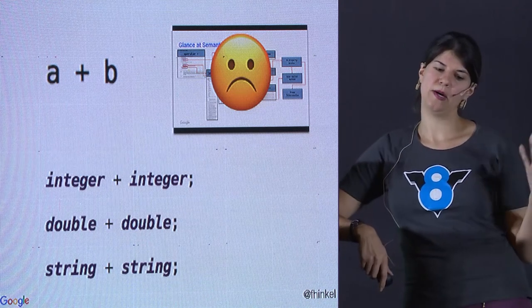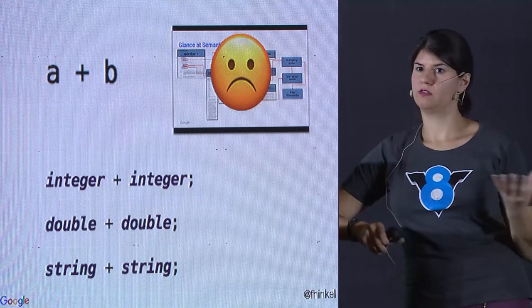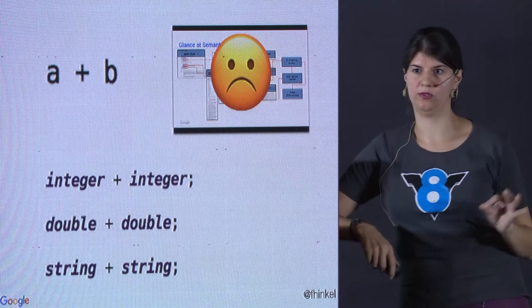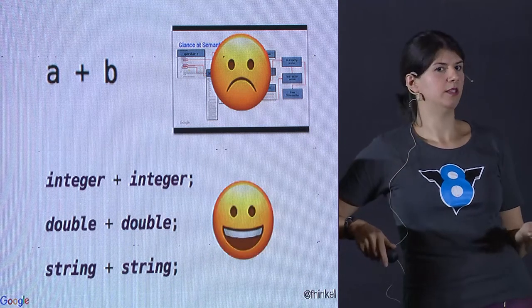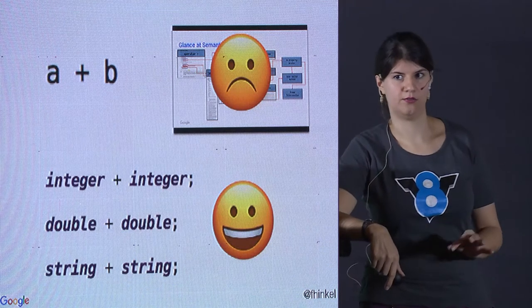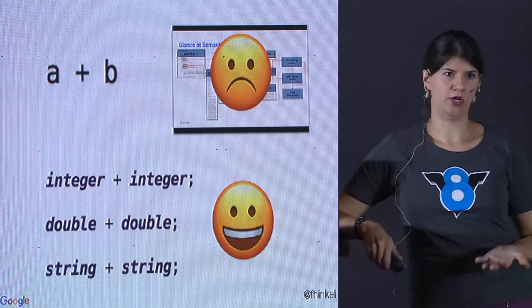So if a compiler could use the information that it's really just adding doubles and not doing anything according to the specification, that would be really good in terms of performance, because it would be a lot fewer instructions. And that's actually exactly what we use in JavaScript engines.